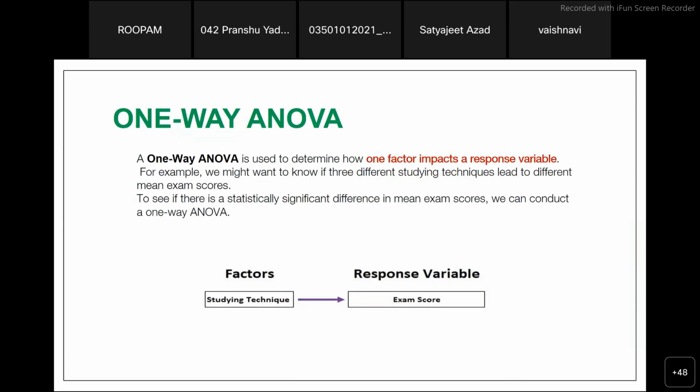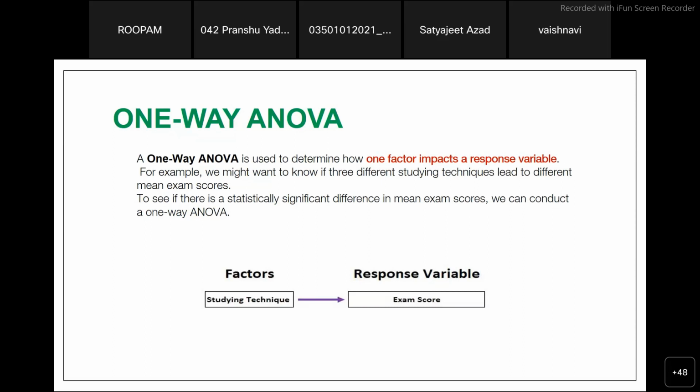Okay. So I have given you one small example. Let's say your marks and the number of hours you devoted, right? So one factor impacts a response variable. Here the response variable would be your marks, how much marks you obtained. But one of the factors would be your studying technique, how you are studying. Maybe you are studying in a group, maybe you are watching YouTube videos, or maybe you are doing self-study. Let's say there are three different factors.